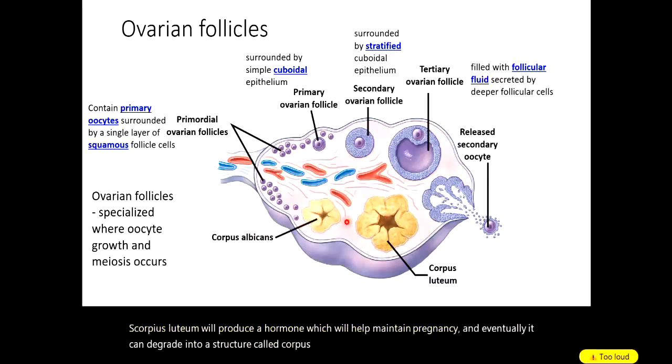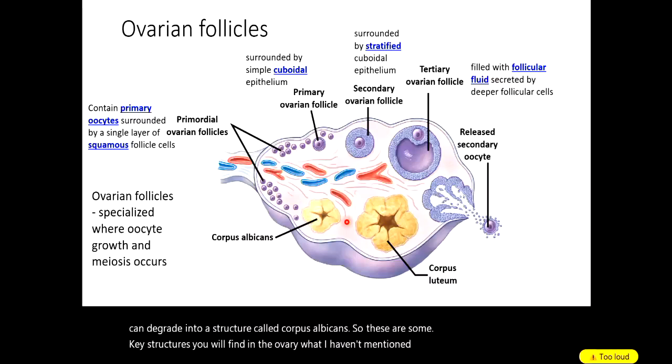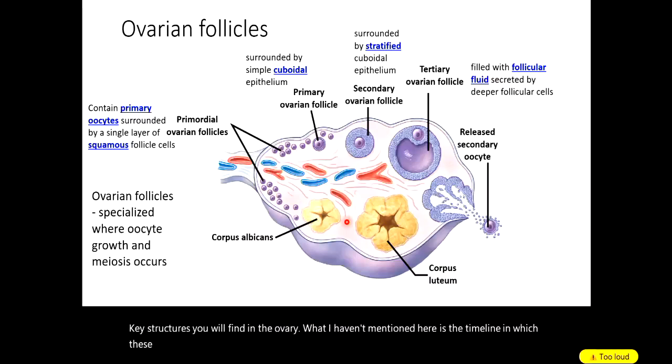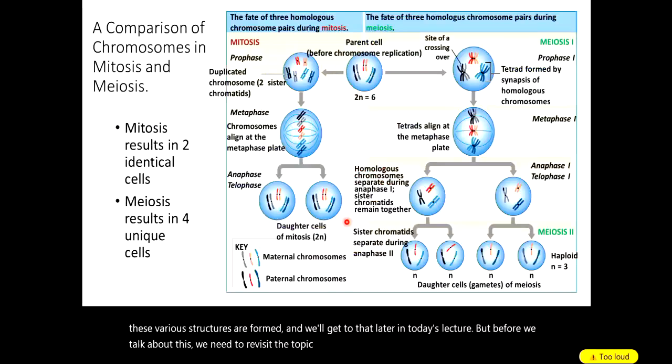So these are some key structures you will find in the ovary. What I haven't mentioned here is the timeline in which these various structures are formed, and we will get to that later in today's lecture. But before we talk about this, we need to revisit the topic of mitosis and meiosis before we talk about oogenesis. So we see that this is a slide we discussed in a lot of detail yesterday.